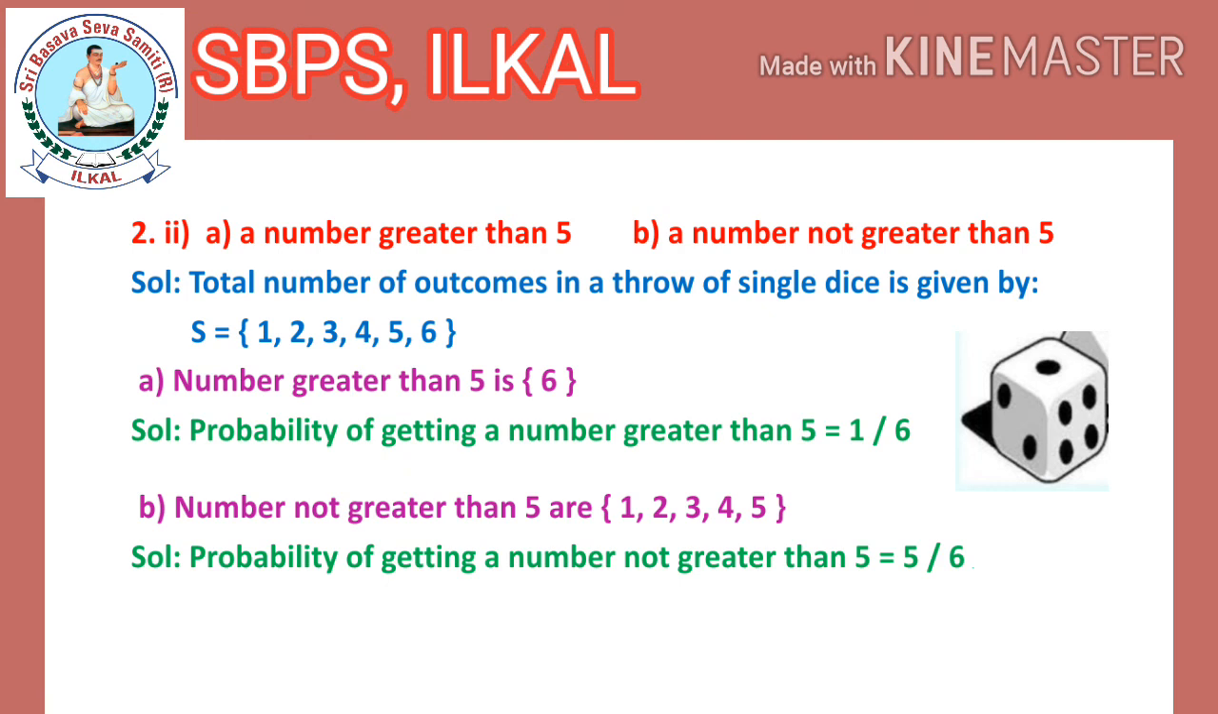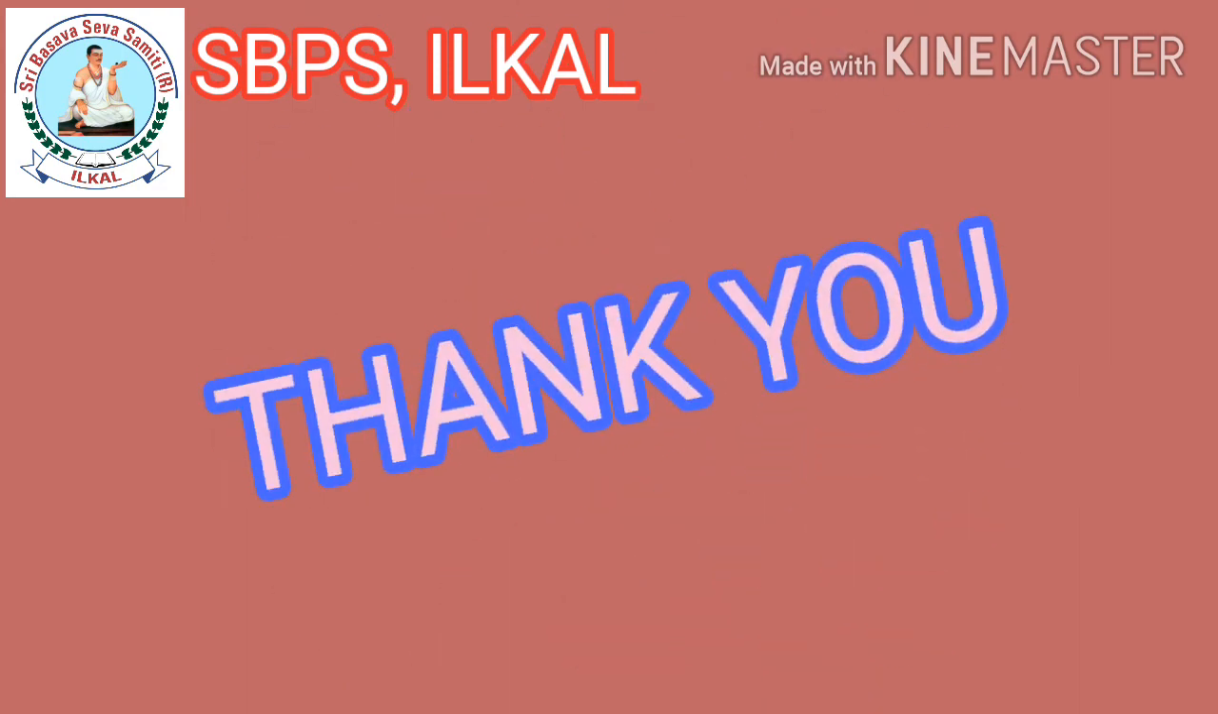B solution. Number not greater than 5 are 1, 2, 3, 4, 5. Means 5 favorable chances are there. Total number of chances are 6, already you know. Therefore, probability of getting a number not greater than 5 is equal to 5 by 6. I think all the concepts are clear about chance and probability. Thank you.